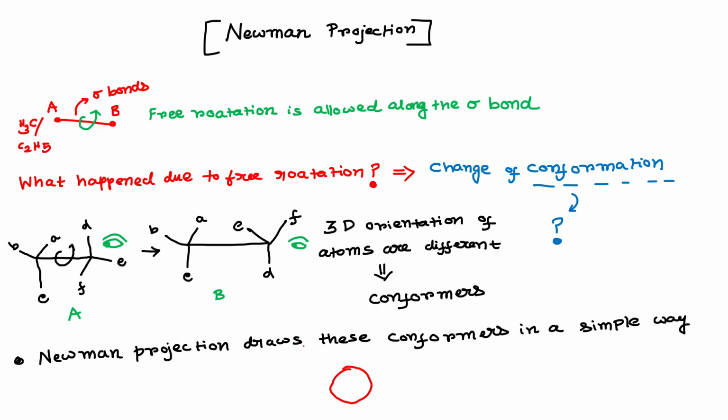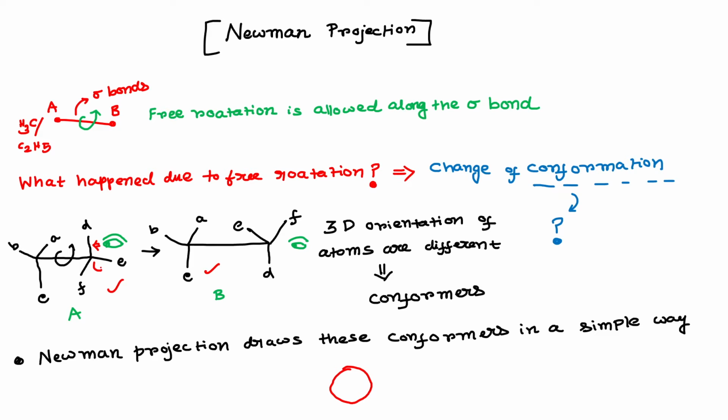So first of all, to draw the Newman projection of any of these types of three-dimensional conformers, you have to first draw one circle. Now suppose we want to draw the Newman projection of a molecule, and we are seeing in this direction. So this is the direction in which we are seeing.